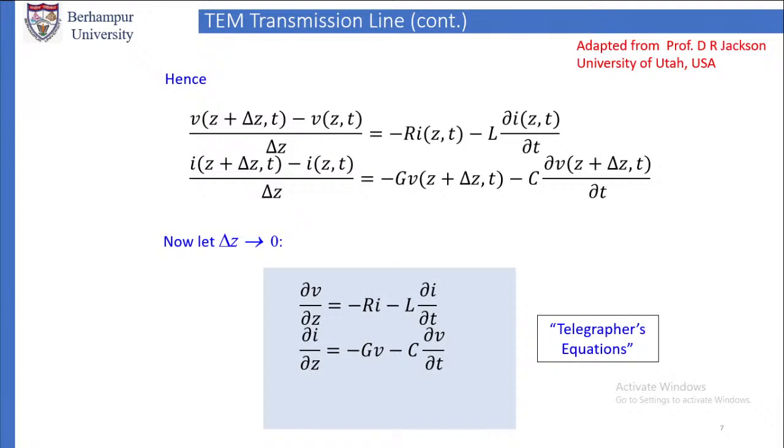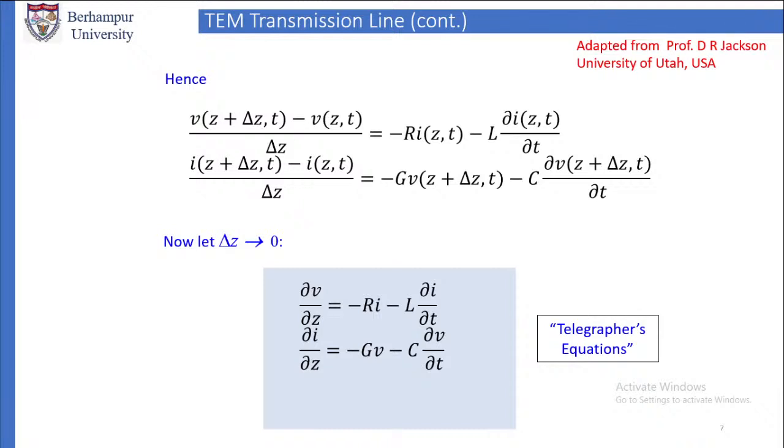So that gives us (V(z+Δz,t) − V(z,t))/Δz equal to −R I(z,t) − L ∂I/∂t. Similarly, (I(z+Δz,t) − I(z,t))/Δz is equal to −G V(z+Δz,t) − C ∂V(z+Δz,t)/∂t. So this much we know.